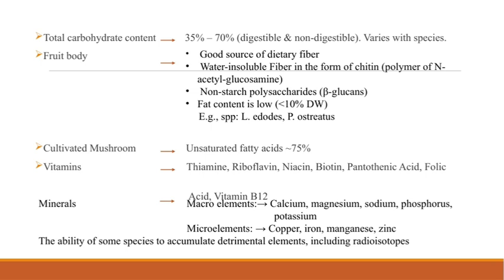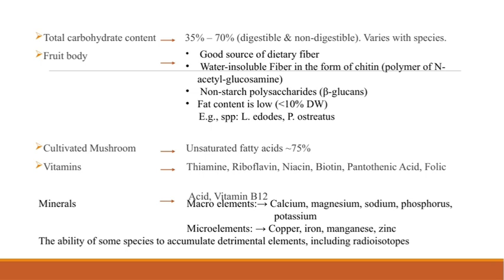Now, focusing on the cultivated mushroom, which is what most of us are familiar with, it has a fascinating nutritional profile. For instance, about 75% of its fats are unsaturated fatty acids, which are the healthier types of fats. Moving on to vitamins, mushrooms are a good source of several B vitamins, including thiamine, riboflavin, niacin, biotin, pantothenic acid, folic acid, and even vitamin B12.